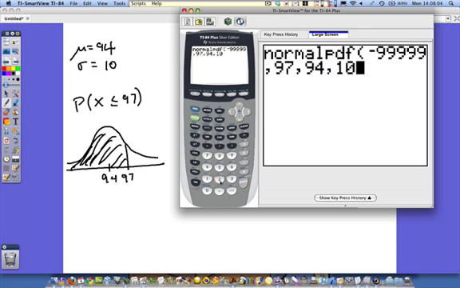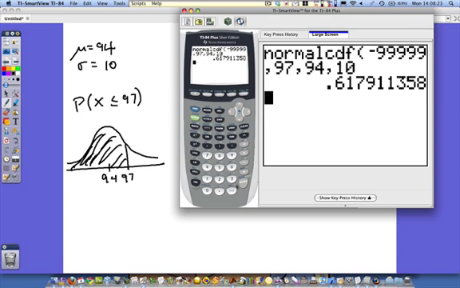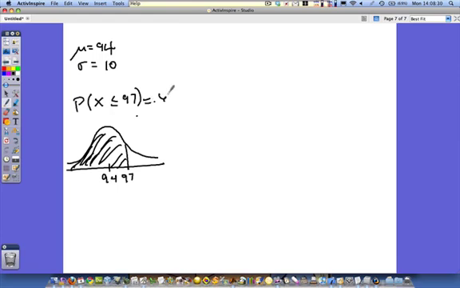Oops. Negative 99999, 97, 94, 10. What did I do wrong? Oh, I did a PDF. I should have done a CDF. Let's just pop a CDF in there. There we go. Okay, there's my probability: 0.6179. So this probability equals 0.6179. And that's how you do that, okay?